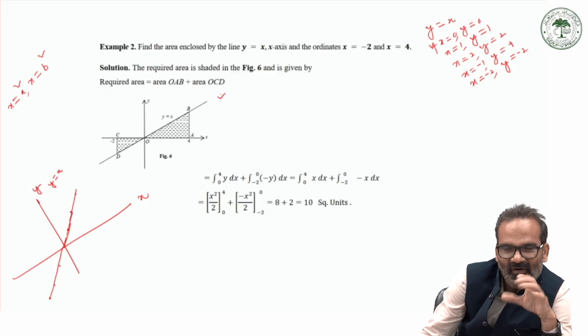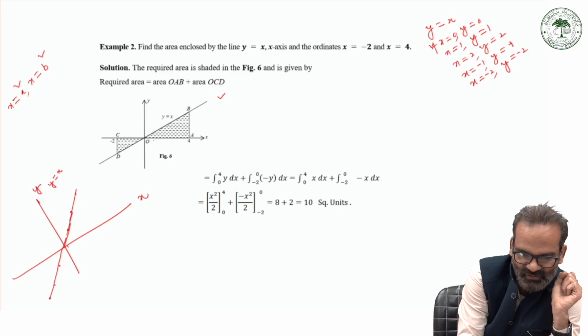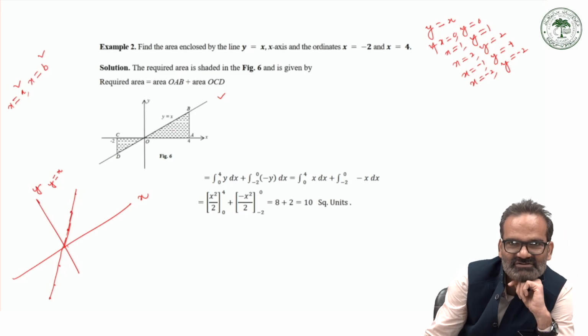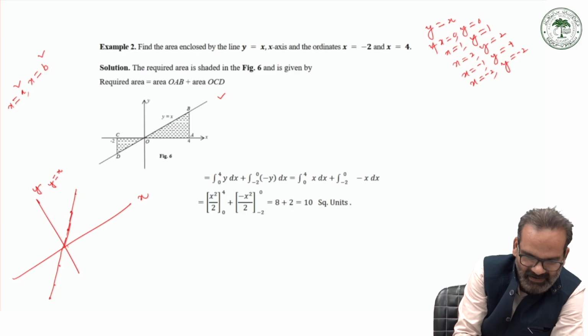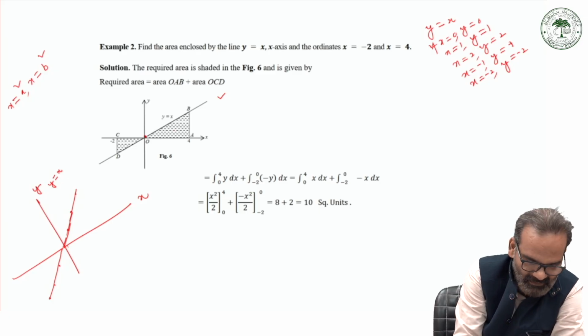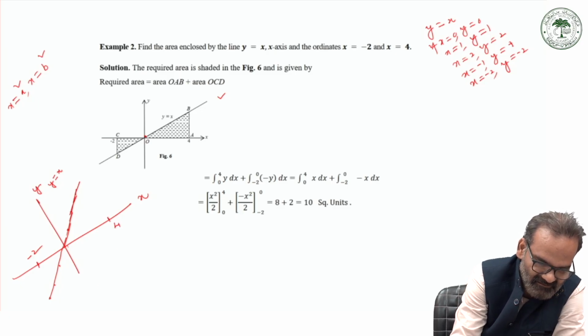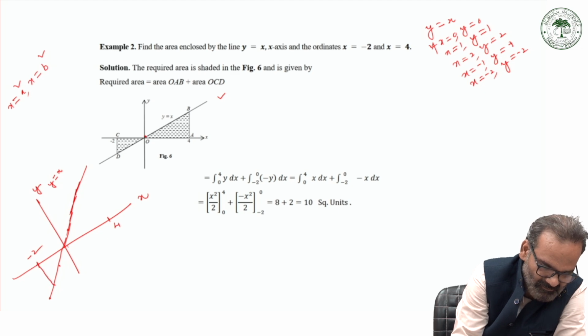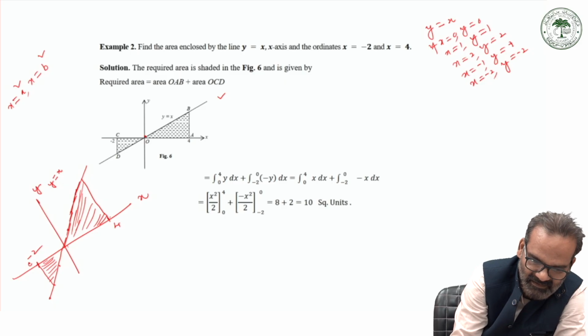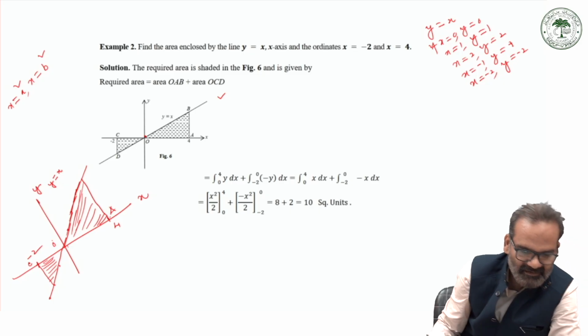See, what are the ordinates? The x-axis is already given. Ordinates are given as minus 2 and 4. So look here, this is 0, right? Minus 2 will be somewhere here, and 4 is somewhere, say here. Extend this line further. Draw a perpendicular from here and draw a perpendicular from here. This is the shaded region and this is the shaded region. Take this point as C, take this point as A, and this is your origin, right?